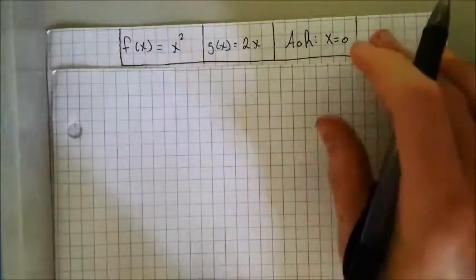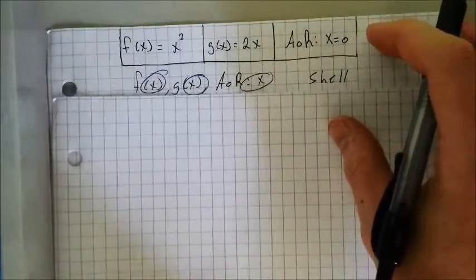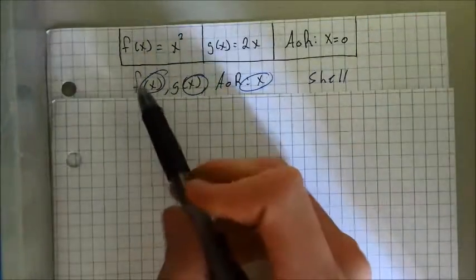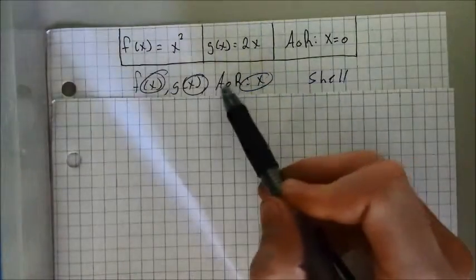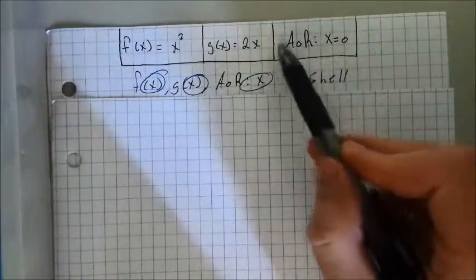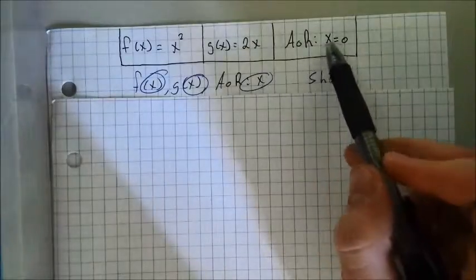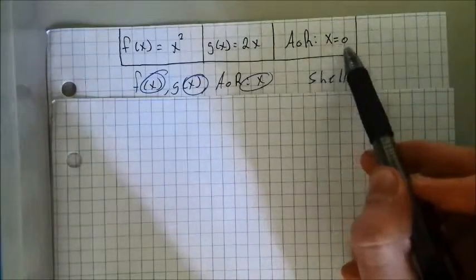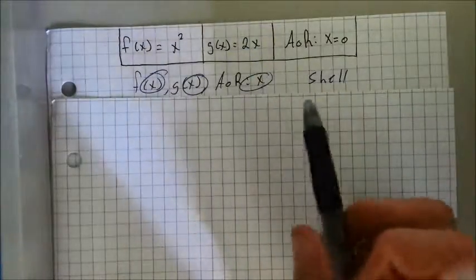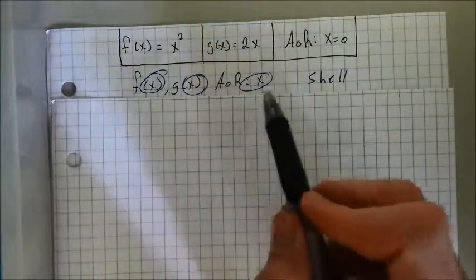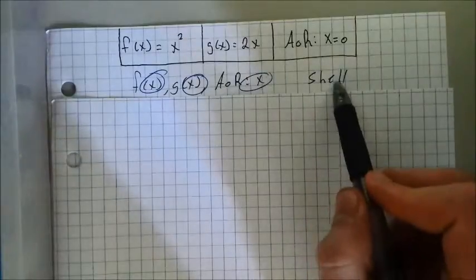And the way we determine this is we look at what our functions are defined in terms of, what variable. In this case, f of x is defined in terms of x, g of x is defined in terms of x, and our axis of revolution, these functions are being rotated around the line x equals 0. And so all of these are defined in terms of x, and because they're all defined in terms of the same variable, we can use the shell method here.